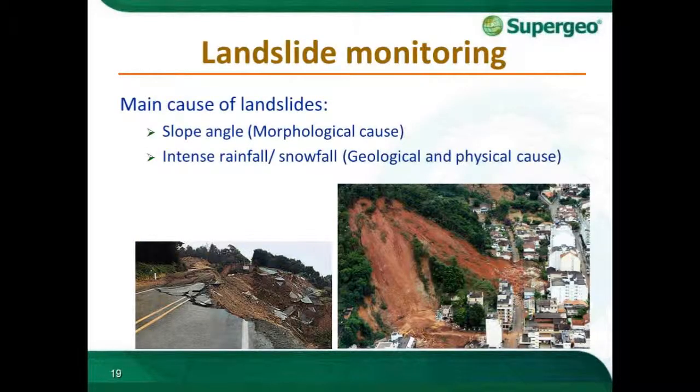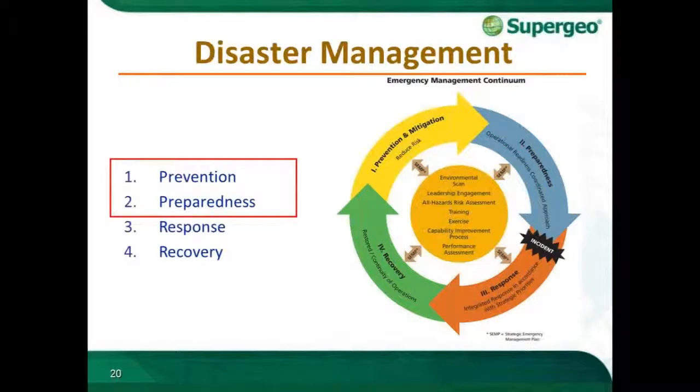So here, I will use landslides as an example. The main causes of landslides here in Taiwan are steep slopes and intense rainfall. Therefore, we can monitor places that are prone to landslides by monitoring their rainfall. If there is an intense rainfall, then we can try to alert nearby cities and villages to reduce the loss. That is the prevention and preparedness phase of the disaster management cycle. By monitoring environments, we will be able to predict what will happen next and take actions in advance.